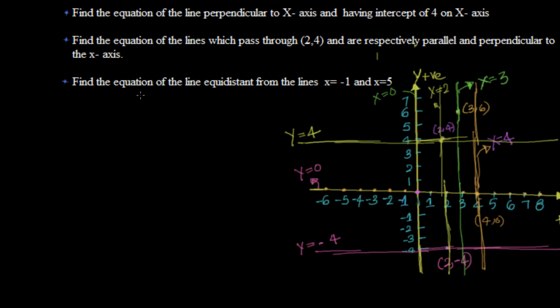Let's look at the last one. Find the equation of the line equidistant from x equal to minus 1 and x equal to 5. Let us do this separately so that we will not club it.